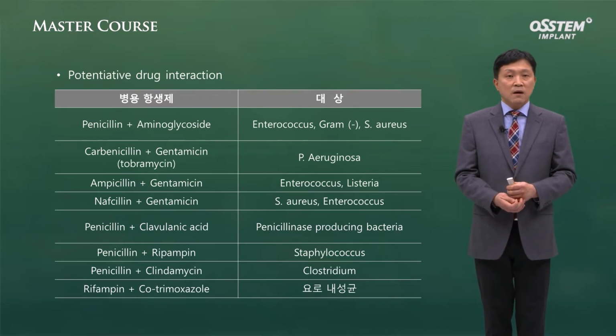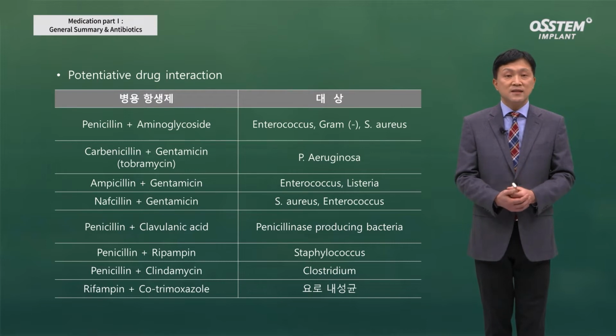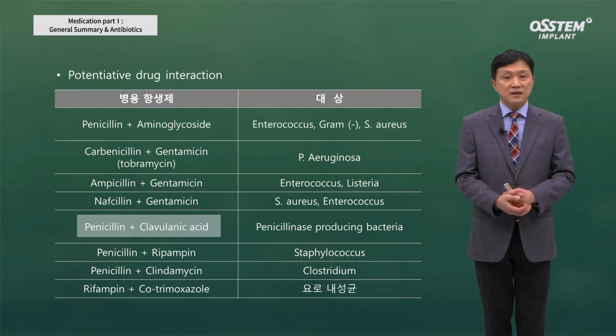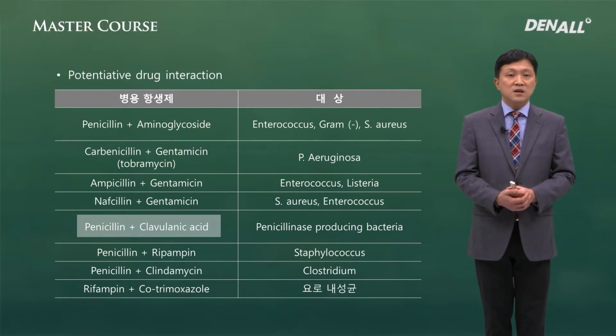So these antibiotics, so most commonly used ones also have potentiative interaction. The representative potentiative drug interaction is shown by penicillin plus aminoglycoside.